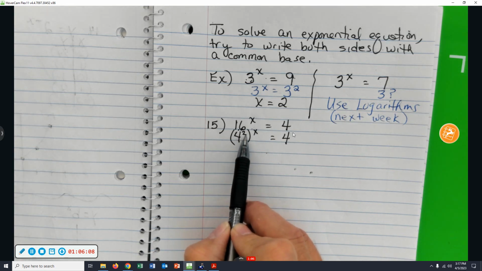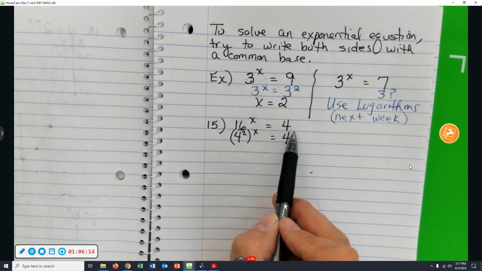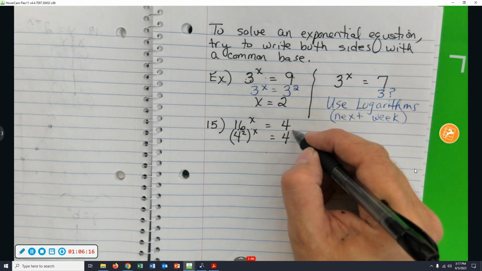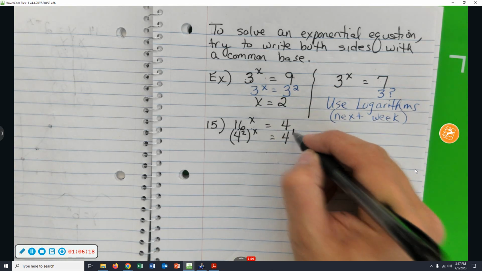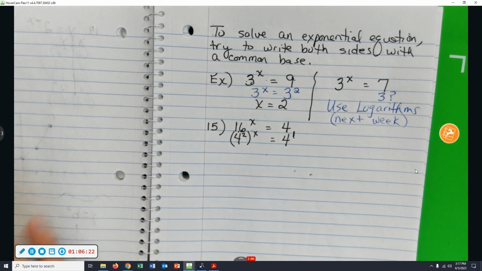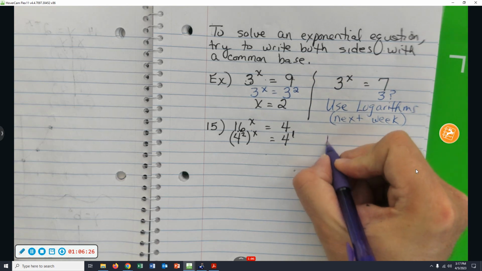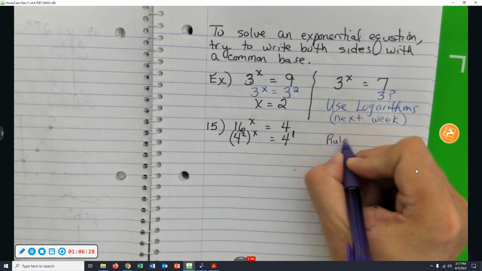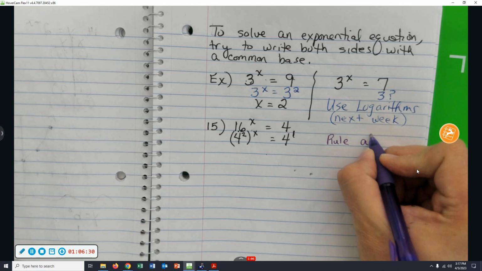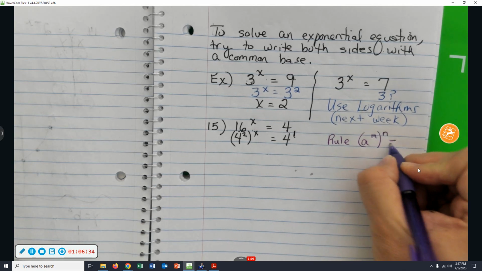What power do we have on this 4 here on the right? If there's not an exponent showing, what power do you assume is there? 1. There's a 1 on the right. Now, you know what? I'm about to assume something. There's something called the power rule of exponents, and I don't think we should assume they remember it. So, let's state it.